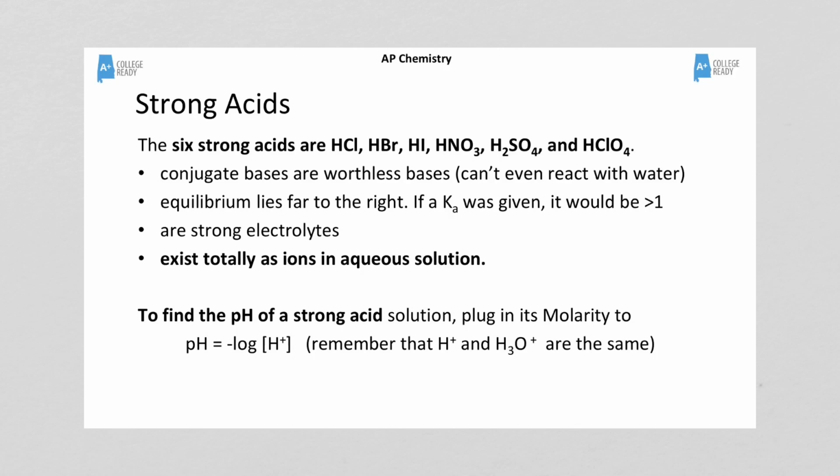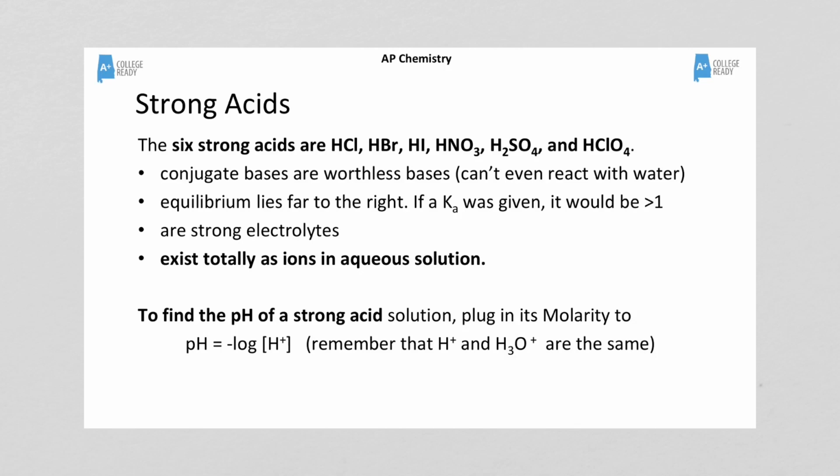There are 6 strong acids. Make sure you know these. Their conjugate bases, which would be chloride, bromide, iodide, nitrate, sulfate, and perchlorate, are such weak bases that they can't even react with water. So these we will commonly see, especially chloride and nitrate, as spectator ions. They're not able to react with water in the solution, so they end up just being spectator ions.